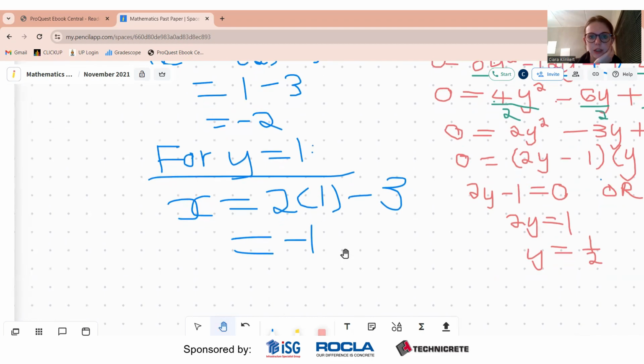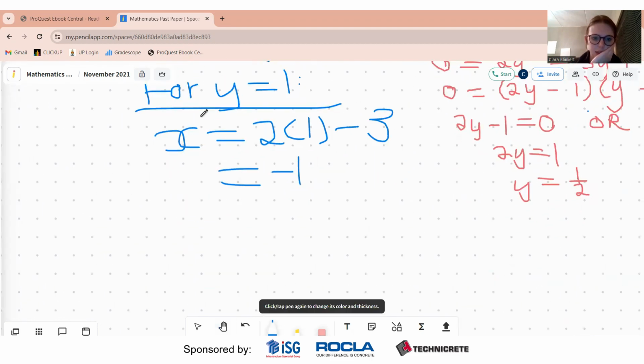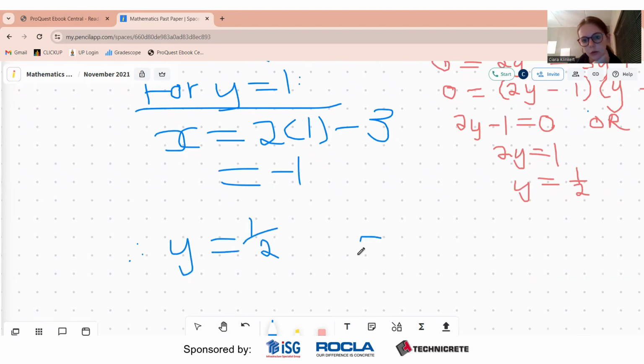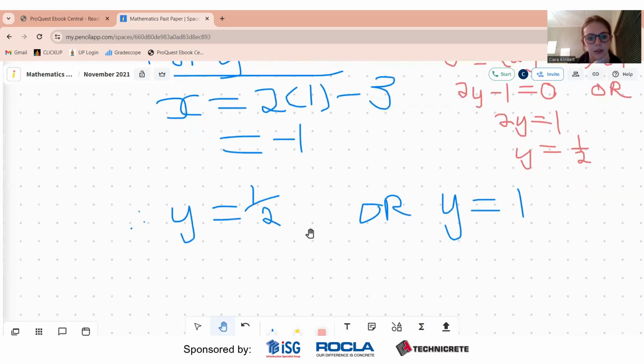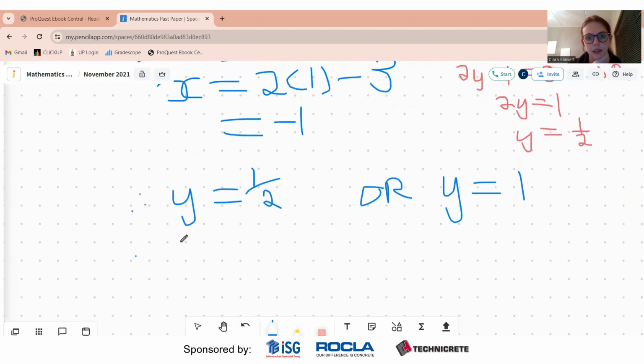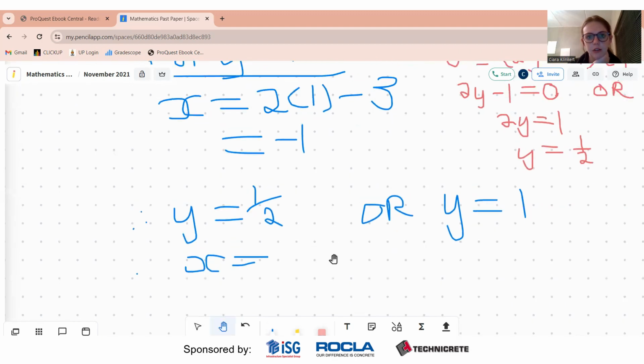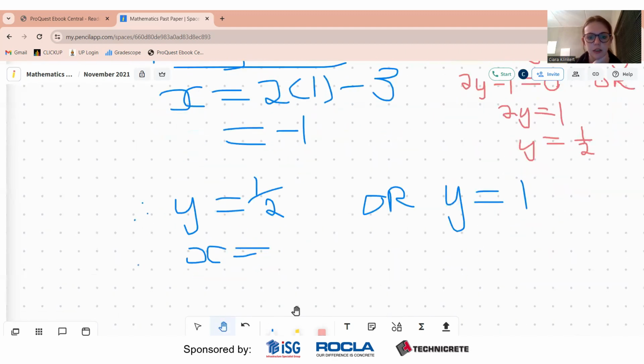And then if you just want to write your solutions out nicely, I like to say, therefore, y is equal to a half, or y is equal to 1. And then I like to write the associated x values underneath. So y is equal to a half was associated with x is equal to minus 2, and y is equal to 1 was associated with x equal to minus 1.